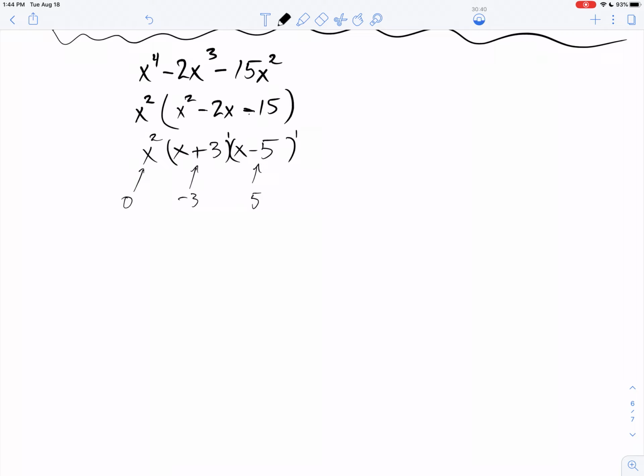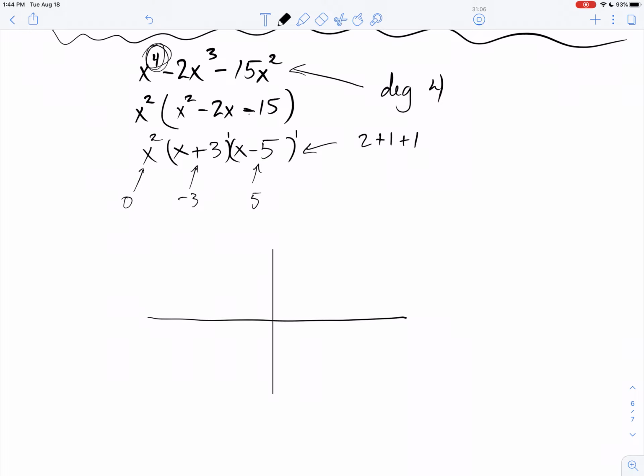If I add up all those powers, I would get 4. I would, because this thing is degree 4. If I look at it in prefactored form, it says 4. If I look at it in this form, in factored form, add the powers up, I get 4. So this thing's even, and it's positive. So if something's even, there's no negative out in front of it. It's going to go up on the right, up on the left. That's what degree 4 would look like.